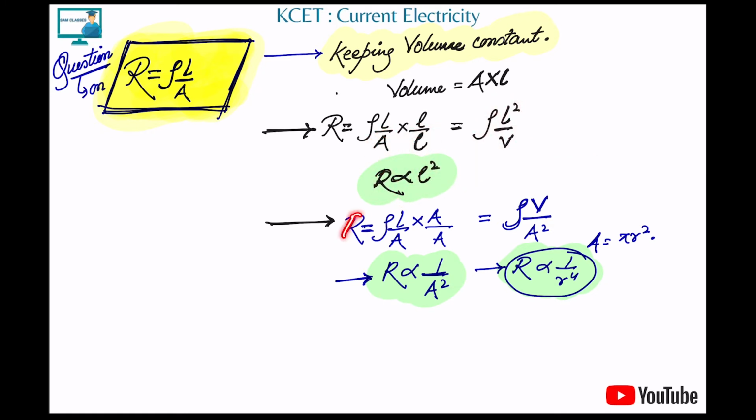Now here again, R is equal to rho L by A, now we multiply top and bottom by area. So what we got? Rho V by A square. So now we can say resistance is directly proportional to 1 by A square. That's it. Now the area of a cross section is pi r square. So resistance is directly proportional to 1 by r power 4. Okay.